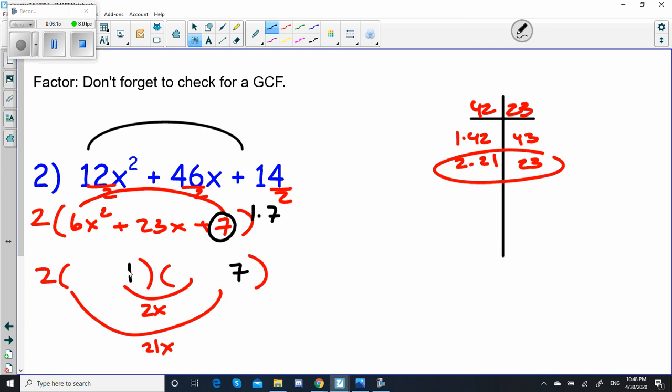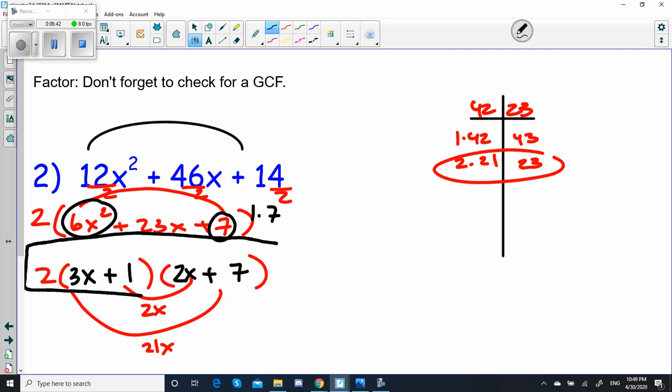So I have to think, okay, I need 1 times something that gives me 2x. Well, I think it's 2x. And I need 7 times something that'll give me 21x. Well, that's 3x. And 3x times 2x is 6x squared. So I've got it. I just need my plus signs in there because those are both plus, and I'm in good shape here. I've got this nice and factored. This is the answer. And again, if I wanted to check, I could FOIL it and then distribute the 2 when I'm done.